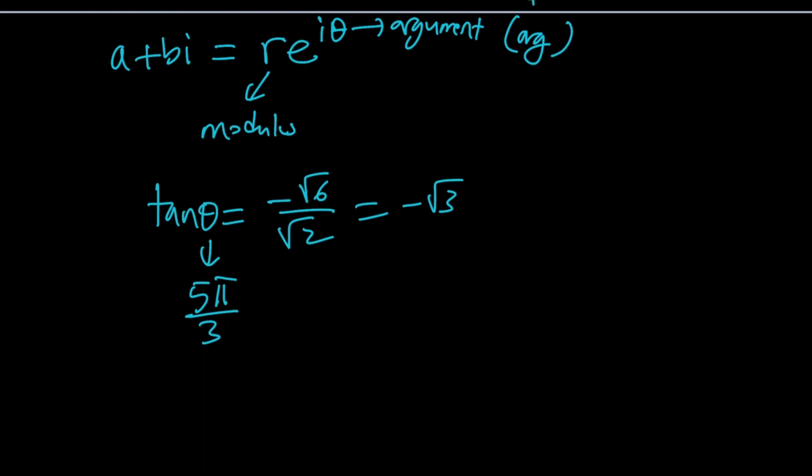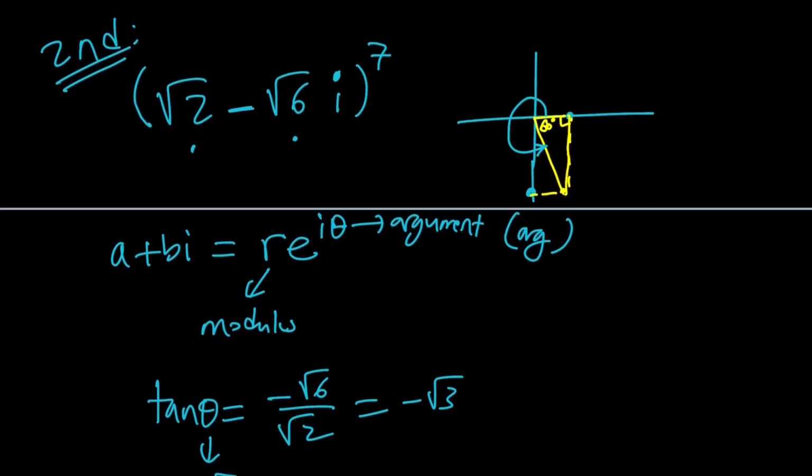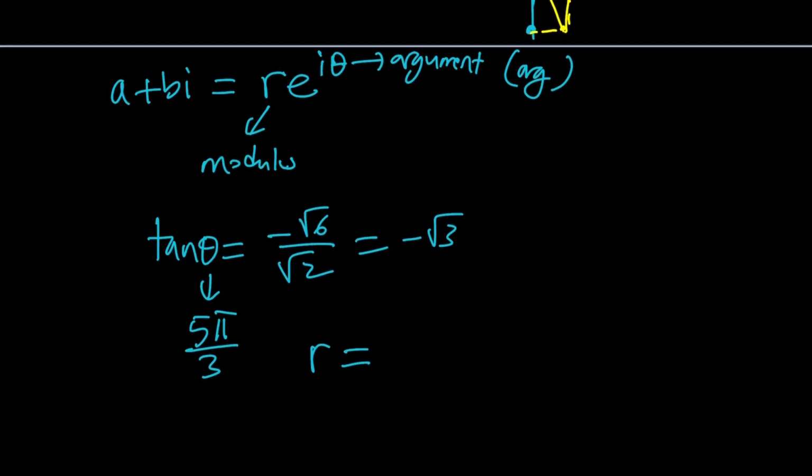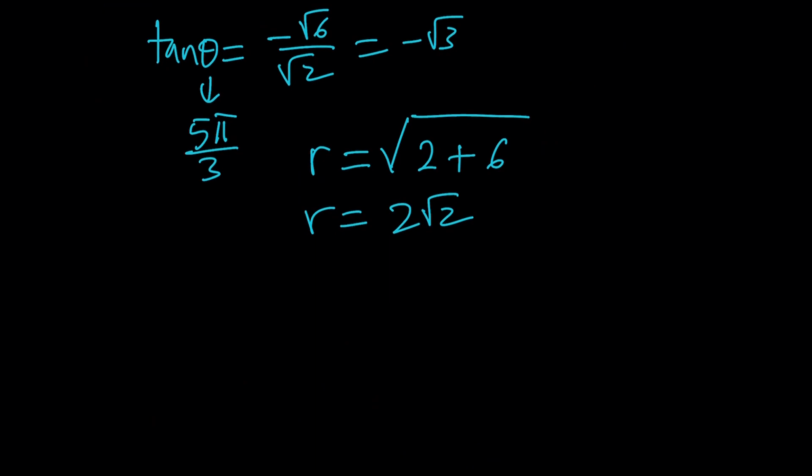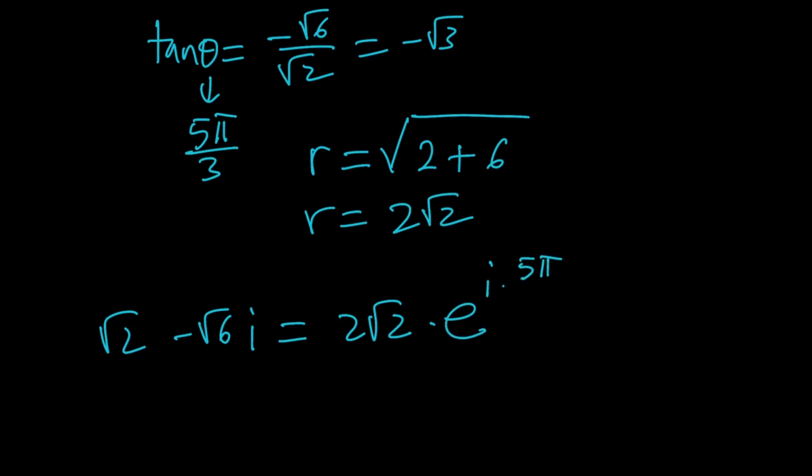Great. What about r? r is fairly easy to find. You're going to just square the real and imaginary parts and add them, and then take the square root. So it's going to be like this. The square root of root 2 squared plus negative root 6 squared, and then that's going to be 2 root 2. So we got everything we need, so why not cook it up, right? Let's go ahead and plug this in. So replace root 2 minus root 6i with 2 root 2 times e to the power i theta, which is 5 pi over 3.